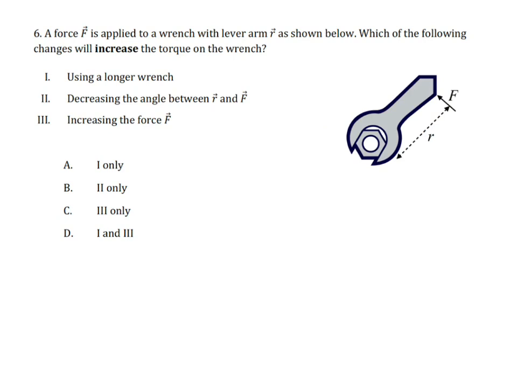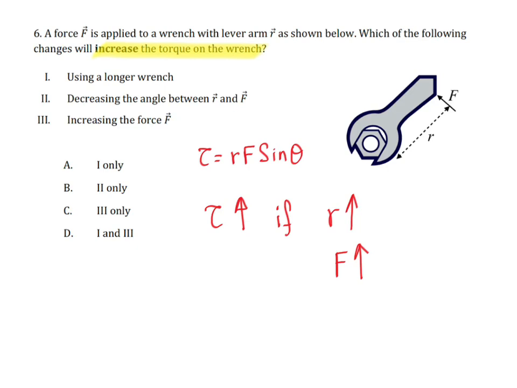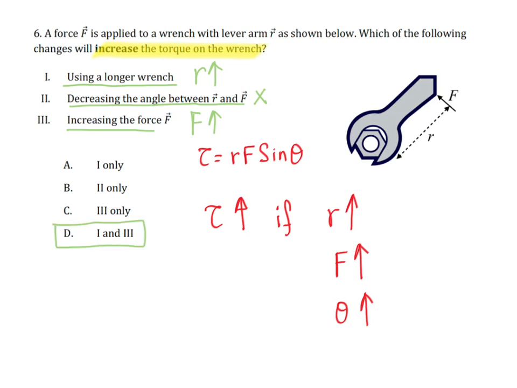Next we have got a problem in which it's asking you how to increase the torque on the wrench. Now in the formula R F sin theta, we can see that torque can be increased if we increase R, or we increase force, or we increase angle. So it says using a longer wrench, that means we are increasing the R, that means that's a possibility. Next one, decreasing the angle, that's not correct because decreasing the angle will decrease the torque. Increasing the force, yes, that's correct. That means 1 and 3 is our answer.